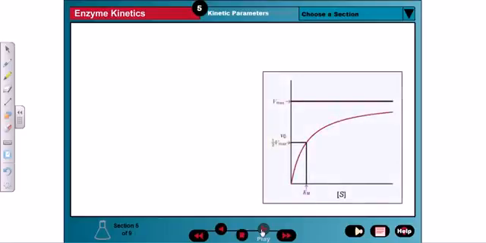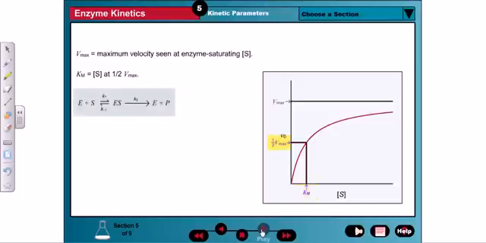Vmax is the maximal velocity that can be achieved by an enzyme under the special case of saturating substrate concentration. Km is a lumped rate constant, incorporating all the rate constants for ES and P formation, K1, K-1, and K2. It is equal to the substrate concentration that gives 1/2 saturation of the enzyme. It is therefore also equal to the substrate concentration at 1/2 the Vmax.